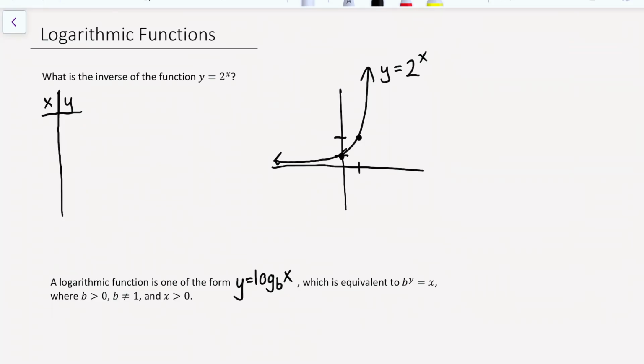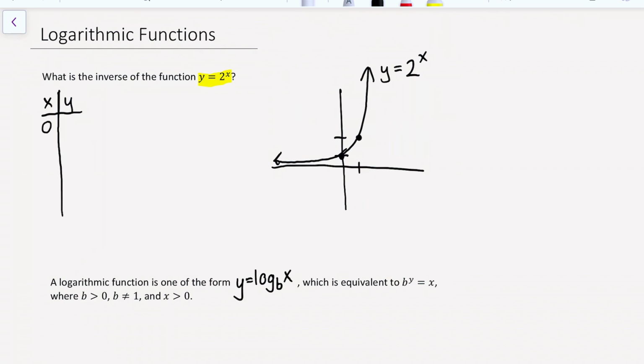Now that we've seen exponential functions, let's think about the inverse of an exponential function. These functions are one-to-one, so an inverse must exist. But how can we describe it? I'd like to consider the function y equals 2 to the power of x.